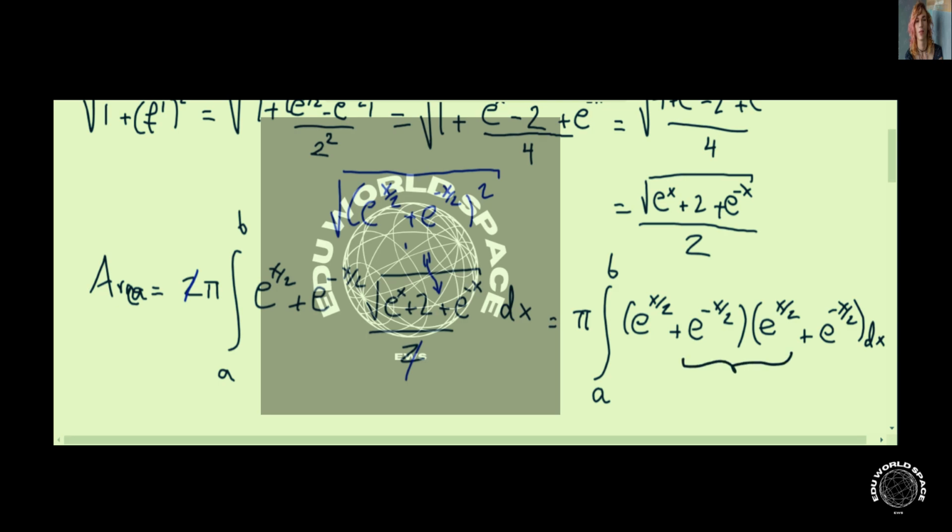up to b of e to the x halves squared plus e to the minus x halves squared, but also all that term then from the square root, since the square root of a square is the term itself, so it would be that term, e to the x halves plus e to the minus x halves dx, and then we can see that this term is the same, so this term is equal to e to the x halves plus e to the minus x halves squared.